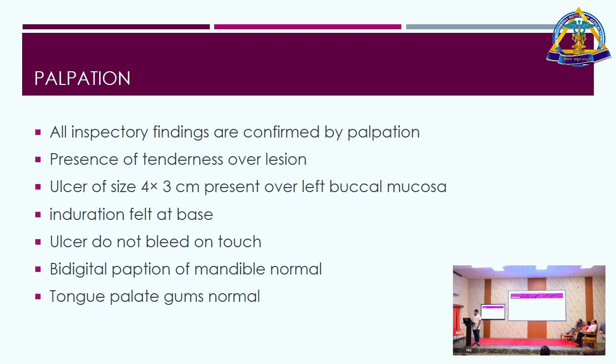On palpation, all inspectory findings are confirmed, presence of tenderness over the lesion, ulceroproliferative growth of size 4x3 cm present over the left buccal mucosa, induration is felt at base, ulcer does not bleed on touch, bidigital palpation of mandible is normal, tongue, palate, gums are normal.